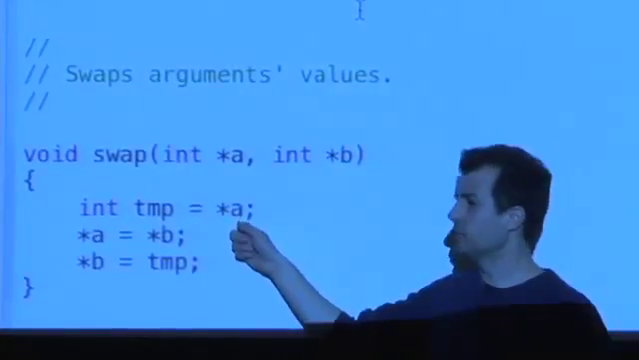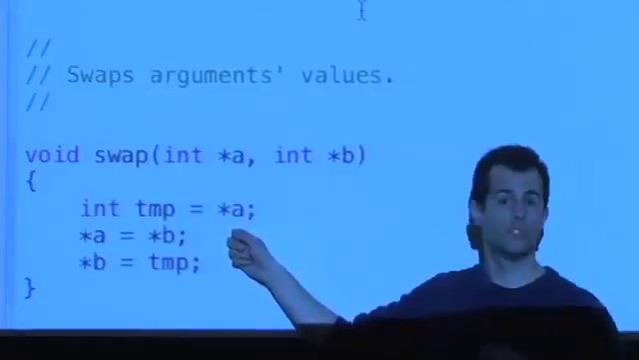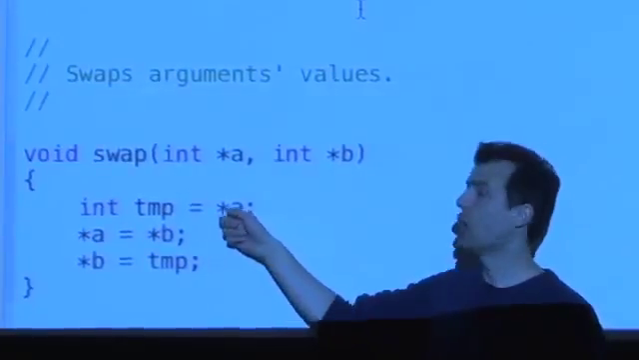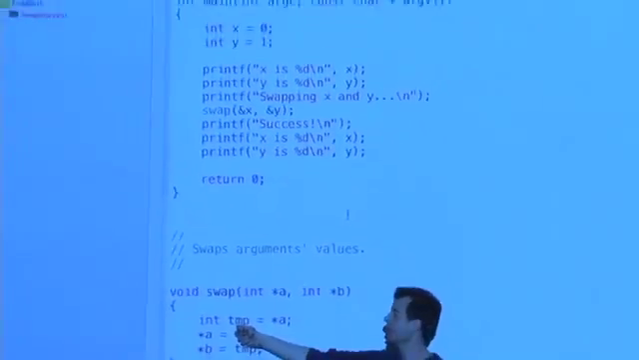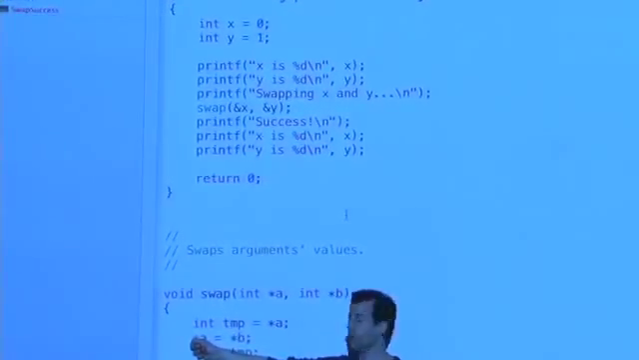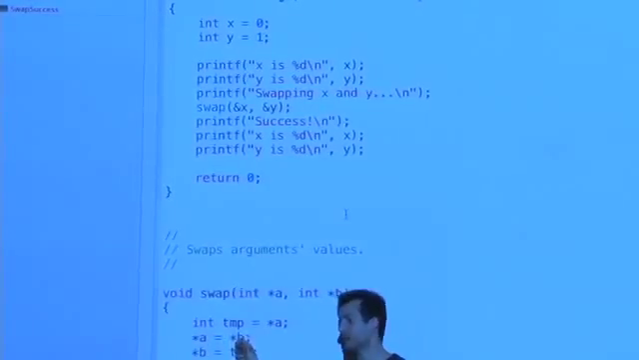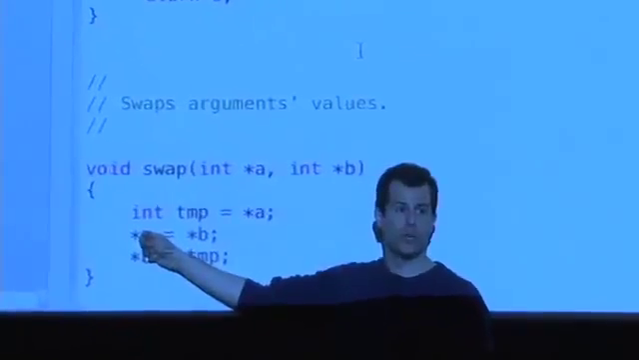And what is A itself? What's the value of A? Some like 0x12345. It's some random address in RAM. But star A is 0 because it's mapping to X. I put 0 in the temp variable. Then I say go to A and put what there? Whatever's at B's address, which means put 1 into this variable storage space.